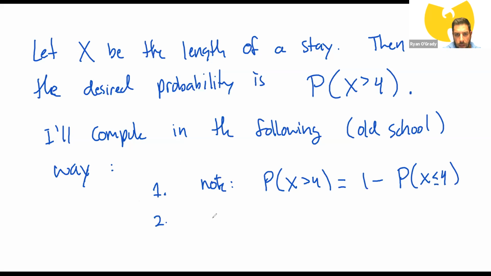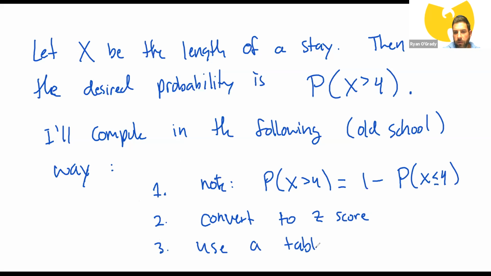And then 2, I'll convert to a z-score. And then 3, I'll use a table. So I'm going to go the old-fashioned way. I'm not saying you have to go this way. You can plug that right into a computer if you wanted. I didn't say you had to solve it any specific way, did I? No, but I'll do it this way, and then we'll check our answer on the calculator.